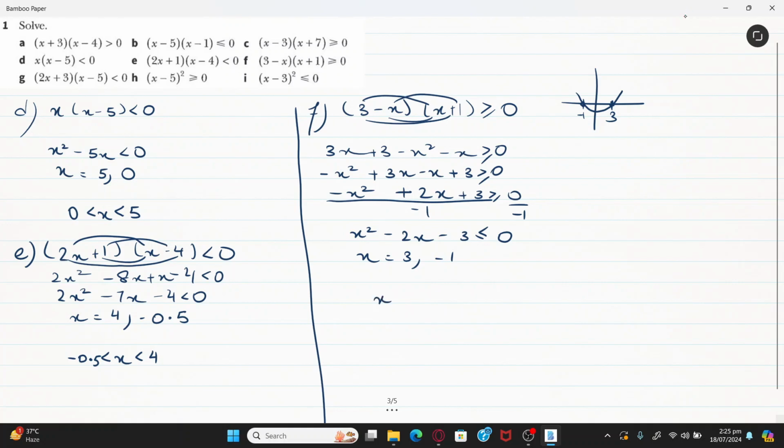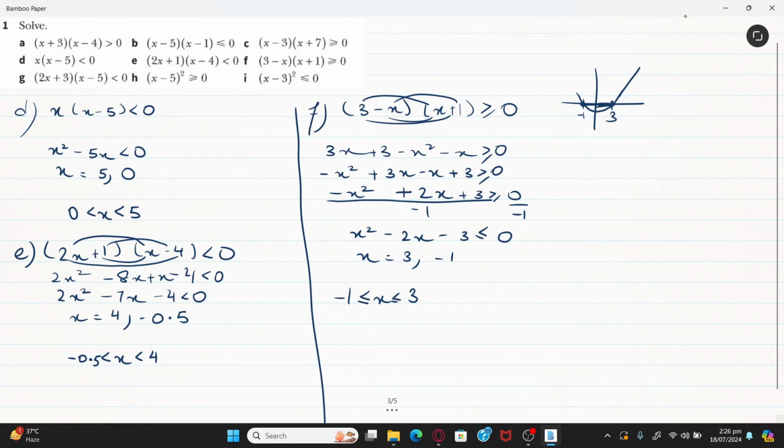So we are going to say that x is greater than or equal to negative 1, because it will go in this way, but it is lesser than or equal to 3, because after this point it's going to go out into the positive values. So that's it. This is our answer for part F.